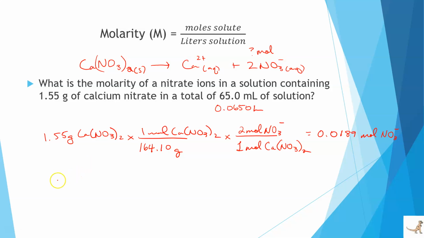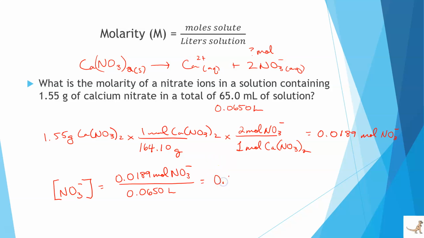And then in order to find the concentration of the nitrate ions, and usually we represent molar concentration in square brackets, it's 0.0189 moles NO3 minus per 0.0650 liters of solution, and that's going to equal 0.291 molar nitrate ions.